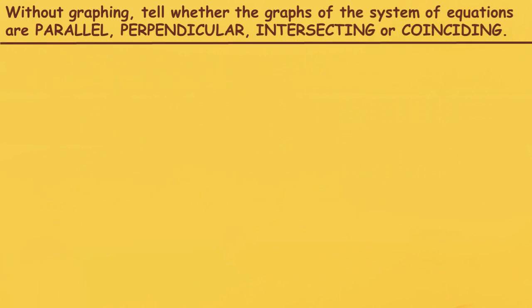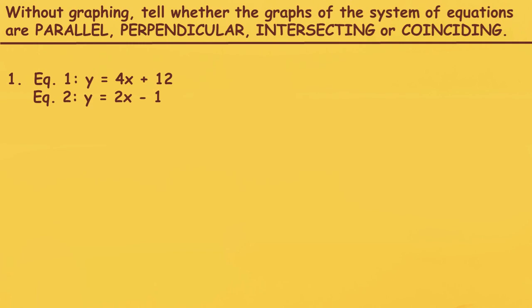Okay, next, let us try to answer this activity. Without graphing, tell whether the graphs of the system of equations are parallel, perpendicular, intersecting, or coinciding. Ang given natin is equation 1, y is equal to 4x plus 12. Equation 2, y is equal to 2x minus 1. Kahit ba equation lang ang given, ma-identify ba natin kung yan ay parallel, perpendicular, intersecting, or coinciding?